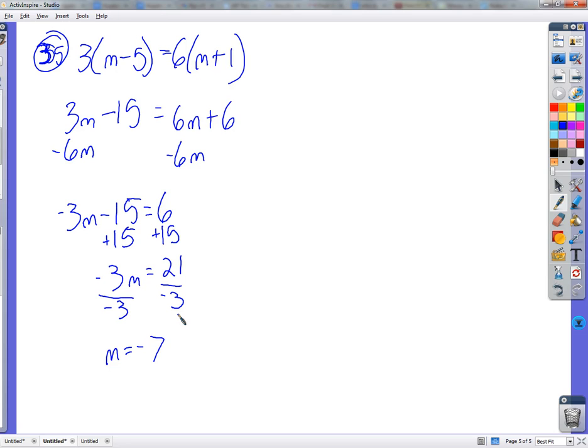What would have been different about having subtracted 3m instead of 6m? How would that have changed this step? Yeah. Say it again. Yeah, right, so it wouldn't be a negative 3m, it would be a positive 3m, and this side would have been negative, so that's a big deal.